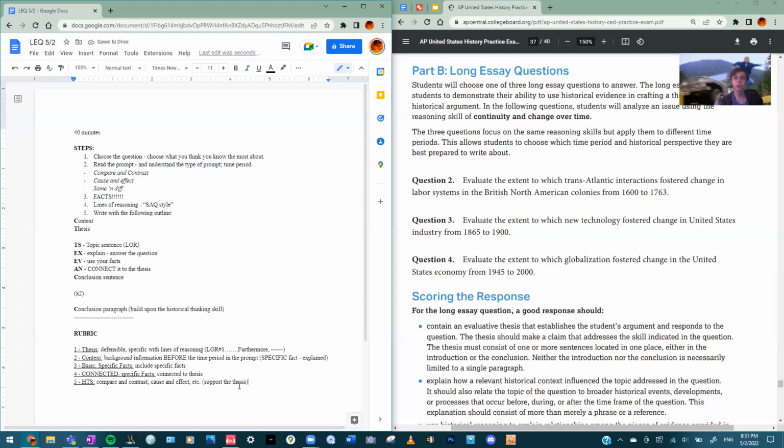Because this changed over time, this means this, which is what your claim was. So as you can see, the thesis is one of the most important points, because if you don't have a good thesis, how can you have facts that support your thesis?